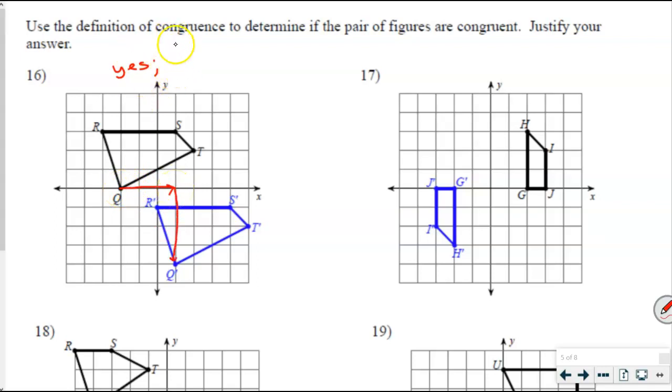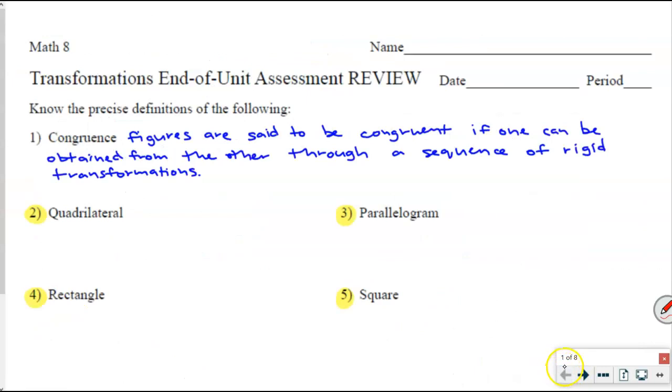Notice the words I'm using. I'm not saying just move it. I'm using those precise mathematical terms, translate. And I'm not stopping with it's a translation. I'm describing that sequence of transformation. So translate 3 units down. And nope, that is incorrect. 4 units down. 3 units right. That is using the definition of congruence. So you need to know the definition of congruence so that you can use it to prove whether or not figures are congruent. Let's go back to those definitions. I'll let you finish up those other ones in a second.